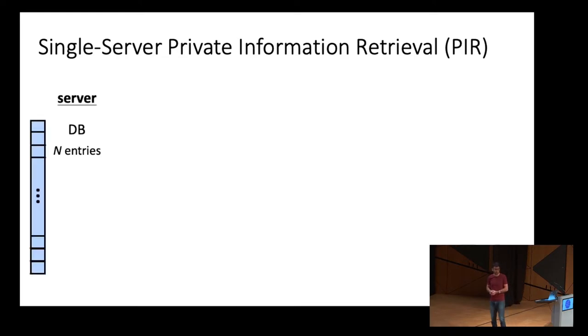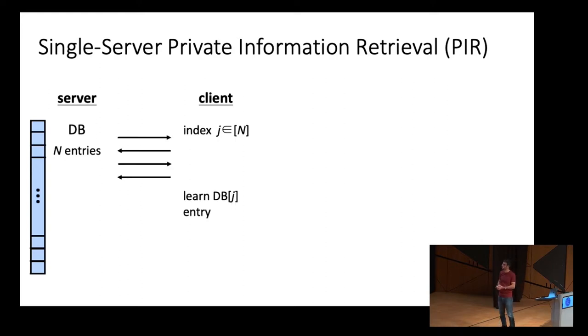What we have is a server that holds a database, and this database is big. It contains capital N entries. And we have a client that has some index, and the client wants to recover the jth element from this database. What we want is a protocol that will allow the client to recover the jth element in the database in a private way, in such a way that the server does not learn any information about J. At least this is the intuitive notion of private information retrieval. This is the notion of privacy. So we want to get such a protocol.